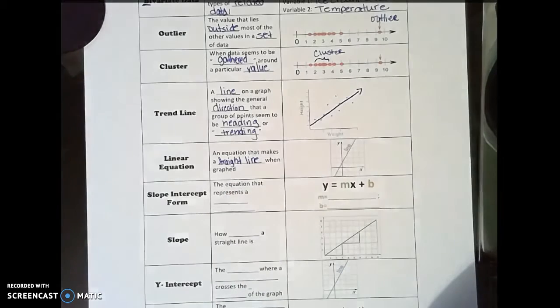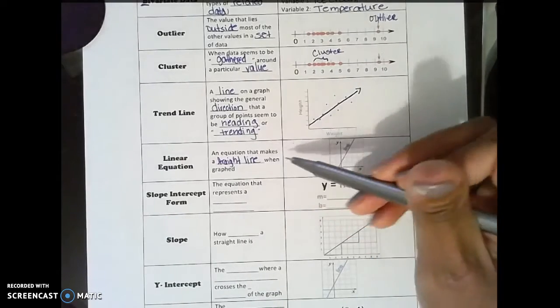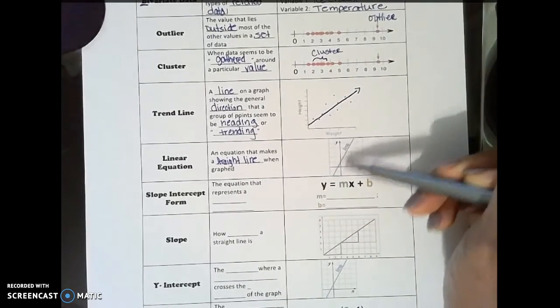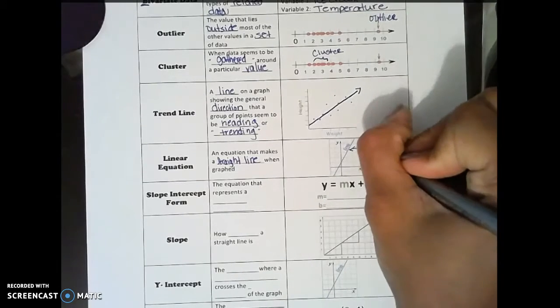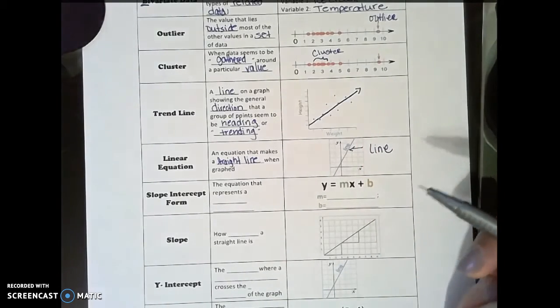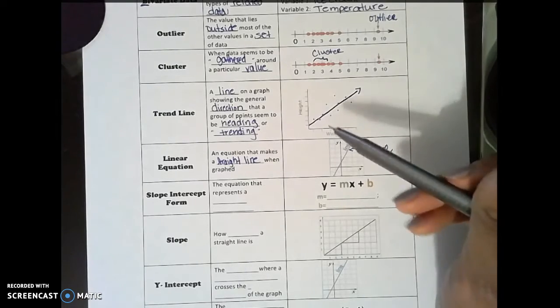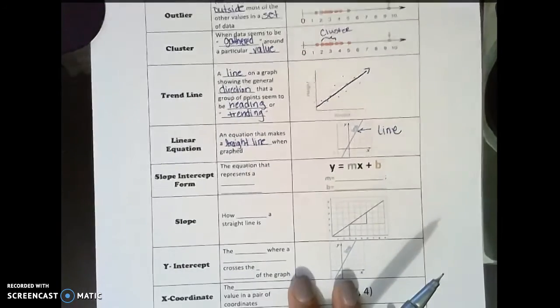Oh, there it is. A straight line when graphed. So if I have the linear equation, the equation is actually going to make this straight line. So this is my line that I was referring to. It is straight. It is not curved. It does not loop. It does not go up and down. It is a linear equation, and it makes a straight line.